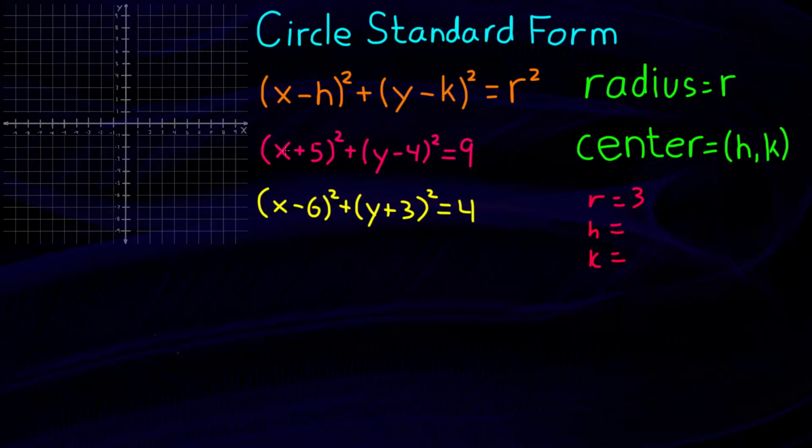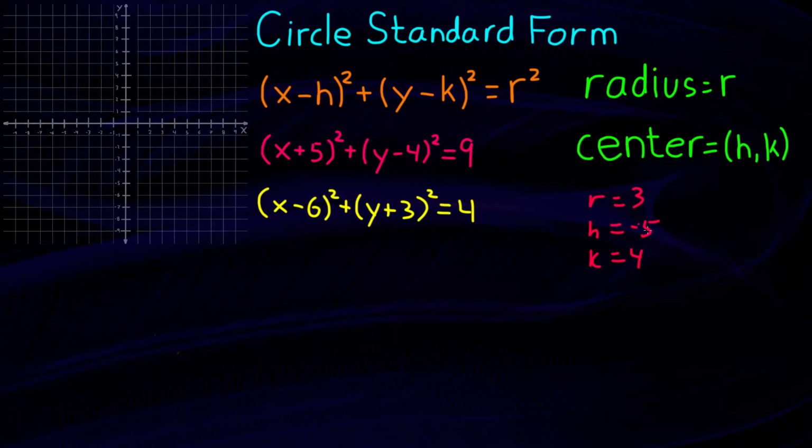For h, we have x minus h, but this is x plus 5, which means h is negative 5. To get a positive when you're subtracting, you have to have a negative, right? x minus negative 5 is the same as x plus 5. And now we have k, the y position of the center. We have y minus 4, so k is 4.